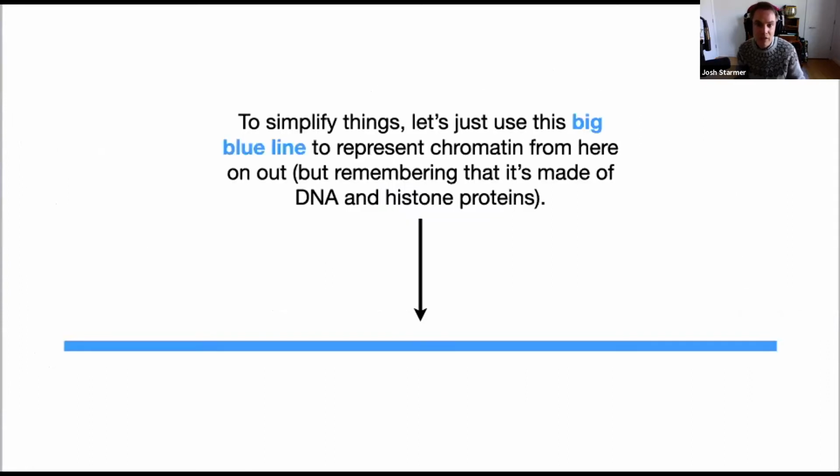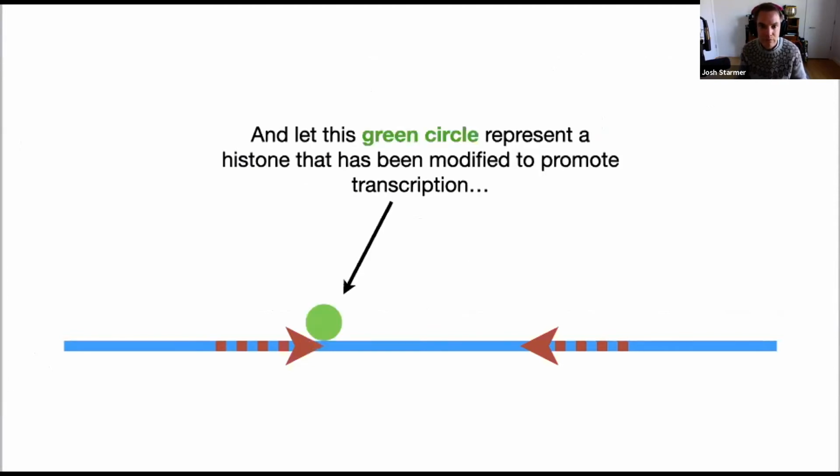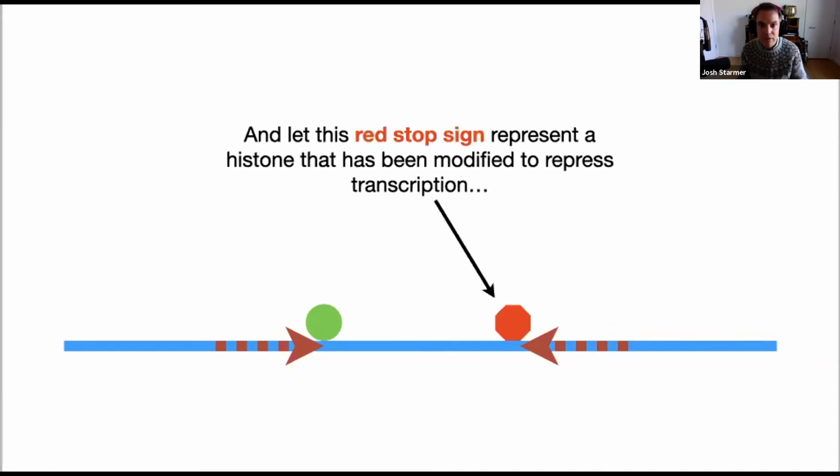To simplify things, let's just use this big blue line to represent chromatin from here on out, but remembering that it's made of DNA and histone proteins. And let's let these big brown arrows represent genes. And let this green circle represent a histone that has been modified to promote transcription. And let this red stop sign represent a histone that has been modified to repress transcription.